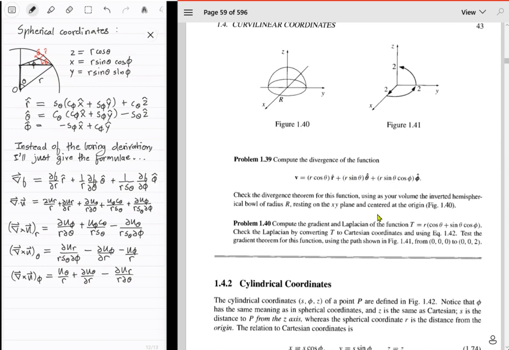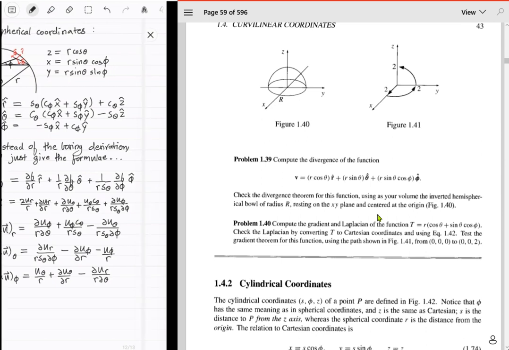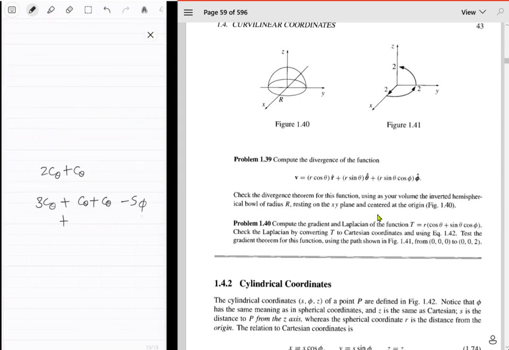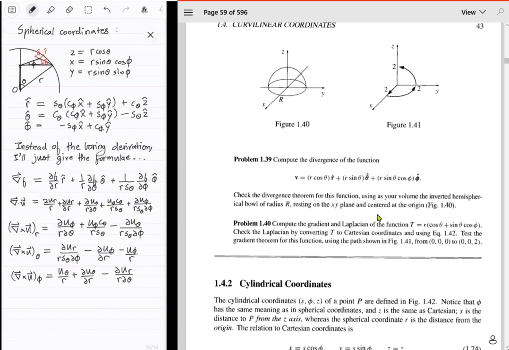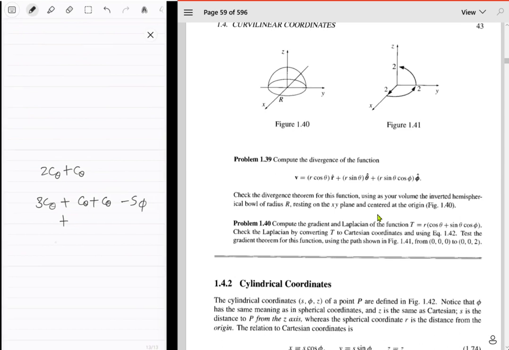Then you have partial u phi upon r sine theta partial phi. So this guy's derivative with respect to phi should just be negative r sine theta sine phi. That upon r sine theta is just negative sine phi, of course. Awesome. So what you get is 5 cosine theta minus sine phi. That's the divergence of this thing.